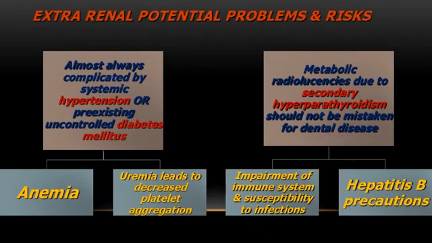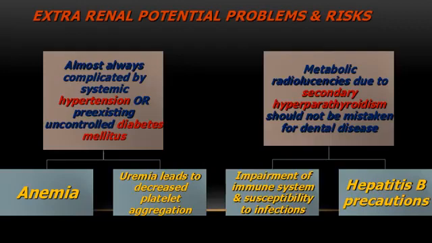What are the potential problems and risks associated with renal failure? Most commonly we have systemic hypertension or pre-existing uncontrolled diabetes mellitus. They are the backbones behind the renal failure. We also have metabolic radiolucencies due to secondary hyperparathyroidism, and this should not be mistaken for dental disease. Radiolucencies in the panoramic view or in the mandible should not be treated as pathology.